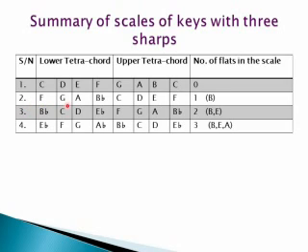Then come to the next. We have F, G, A, B flat. It's a flat on B. C, D, E, F. You see, 1 flat on B. So that's why we have 1 here and we have B here.